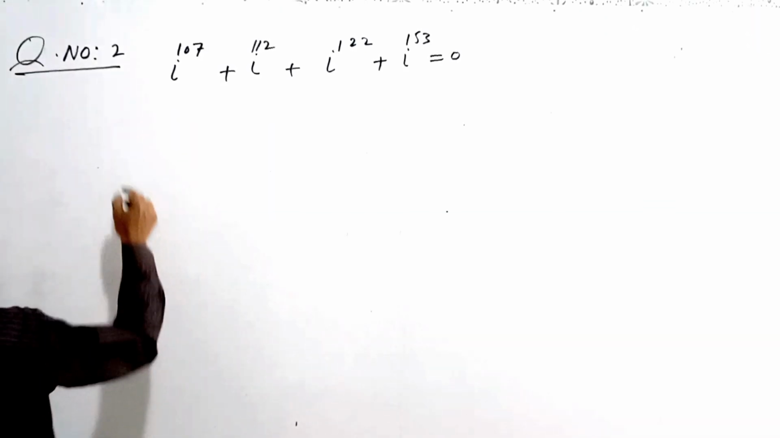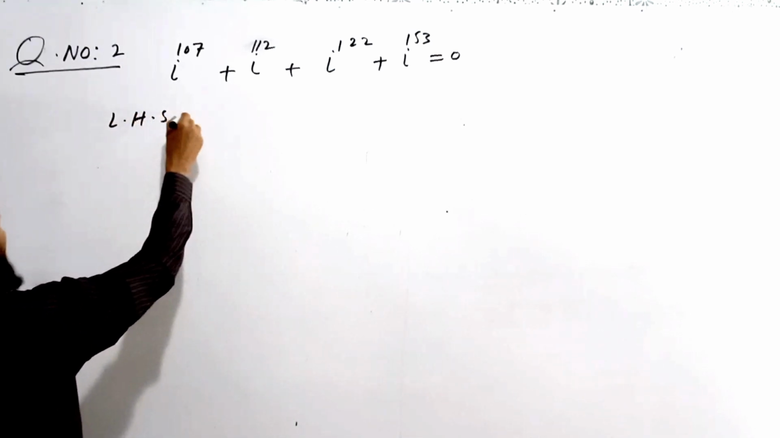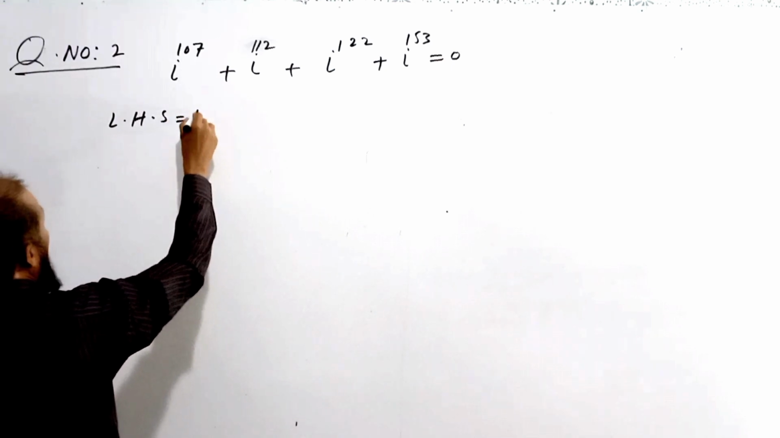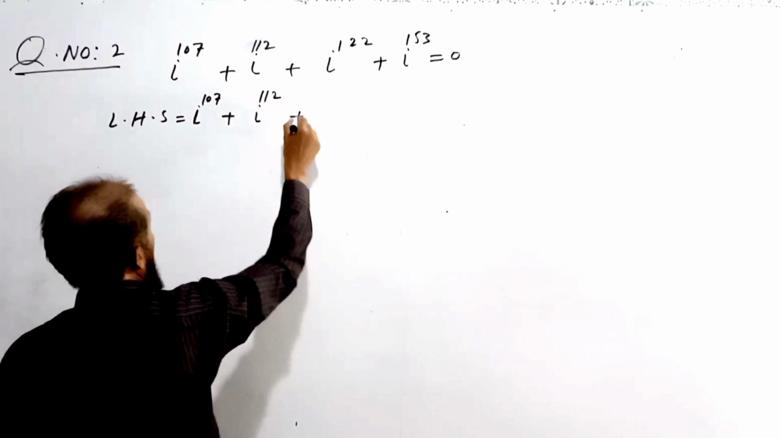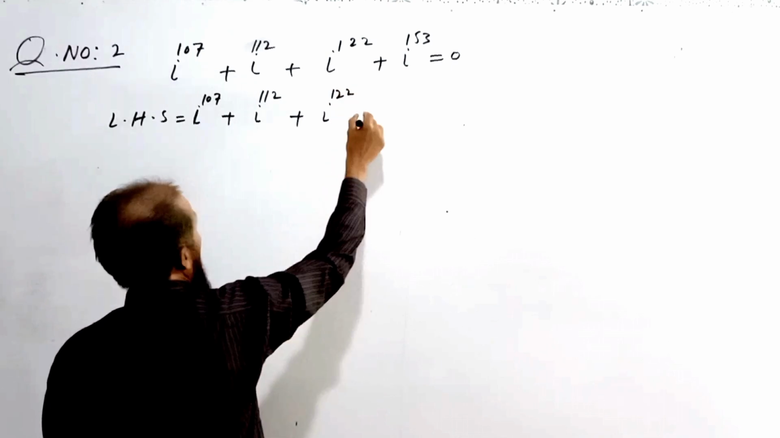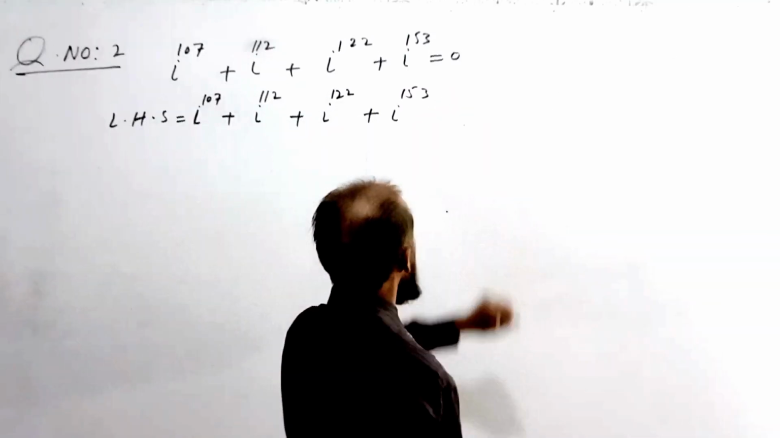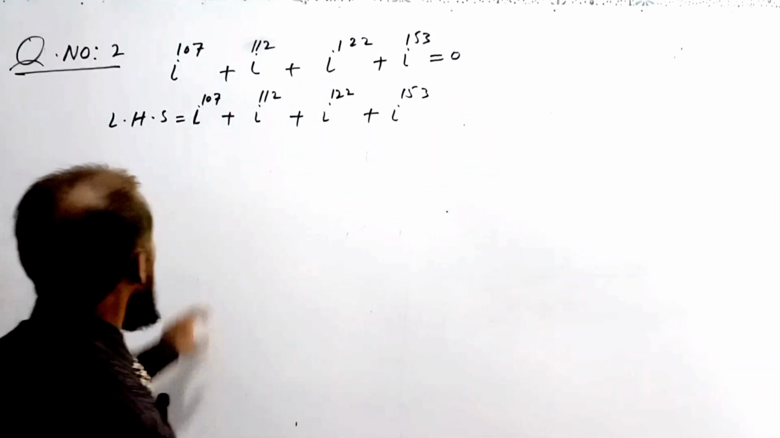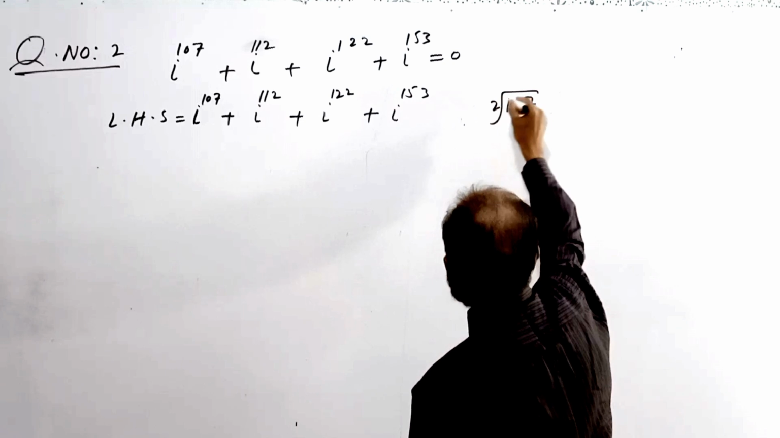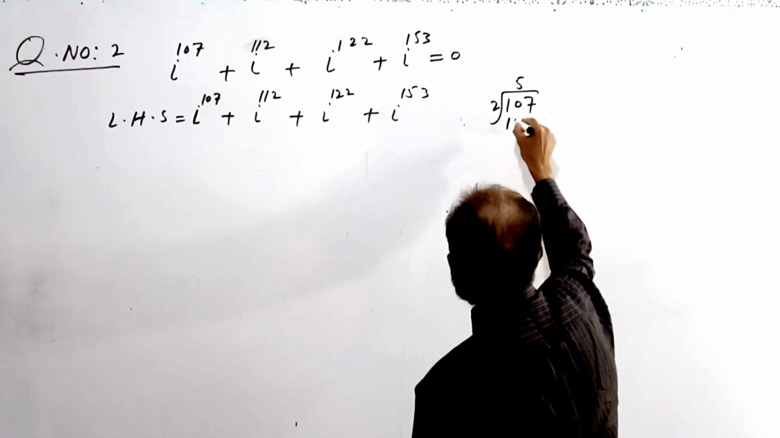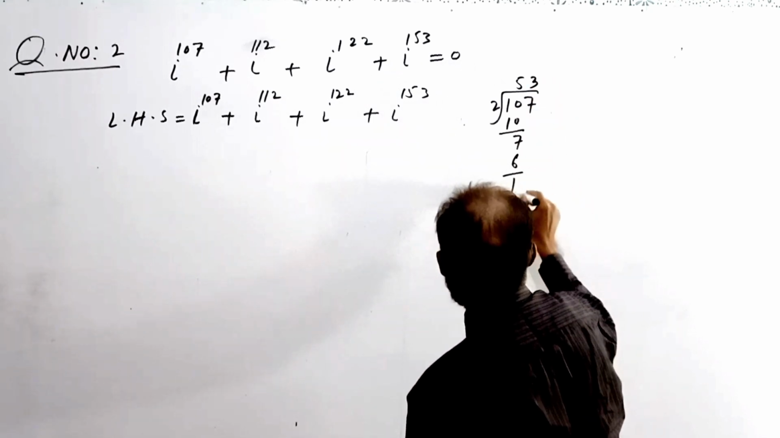Now we are taking the left hand side: iota power 107 plus iota power 112, plus iota power 122, plus iota 153. We want to show that the result will be equal to the right side, which is 0. We are using the easiest method. How can we simplify 107? 5 times 2 is 10, we get 10, 7 is remaining. 3 times 2 is 6, remainder is 1.